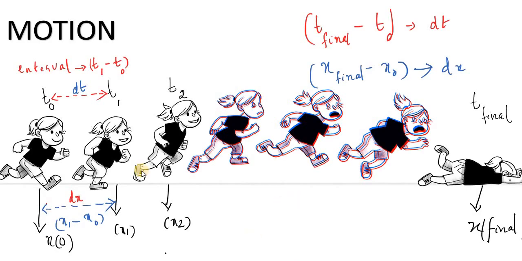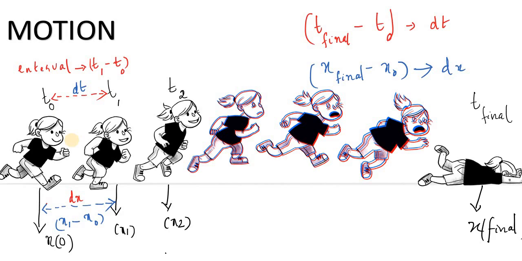So in this picture, it is very clear. Initially, the girl was at a position x0. After a time t1, the girl reached another position x1, and after a final time t final, the girl reached the final position. I already told you motion means change in position with respect to time. So we can say that in a time dt, the girl is displaced a distance dx. This displacement with respect to time is known as motion.